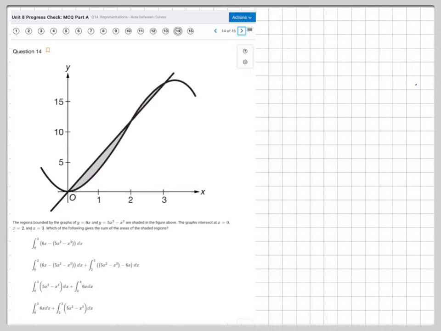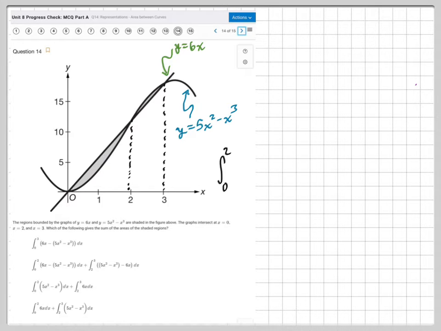All right, so let's label. This first function has to be the linear one, the 6x, and this one right here has to be the other one, 5x to the second power minus x to the third. So we go over to our first region, and we notice that it stops at 2, and the other one stops at 3. And so I'm going to draw these little lines here to separate our regions, and we're going to have two integrals to set up for each of these.